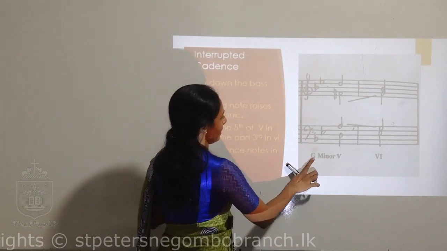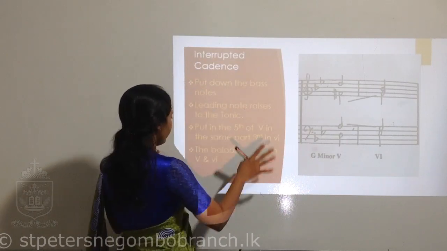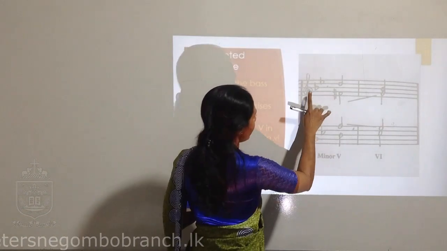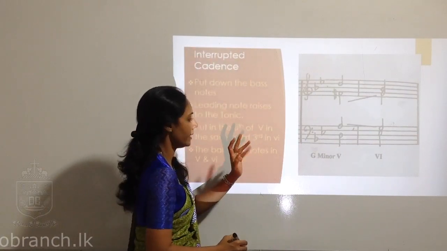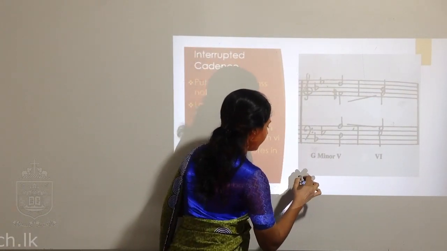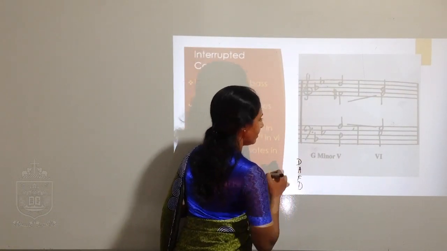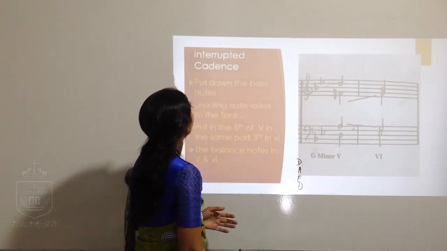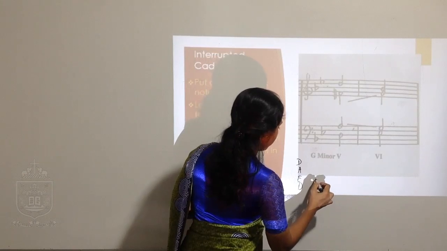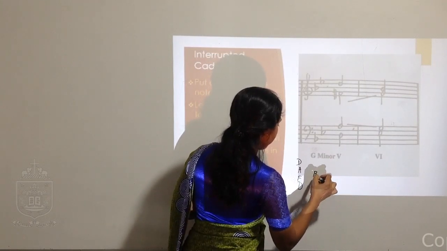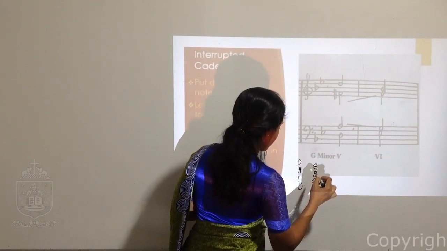This is a minor key. Same rules we follow. G minor, chord 5: G, A, B, C, D. D, F, A, D. Chord 6: G, A, B, C, D, E. E, G, B, G.